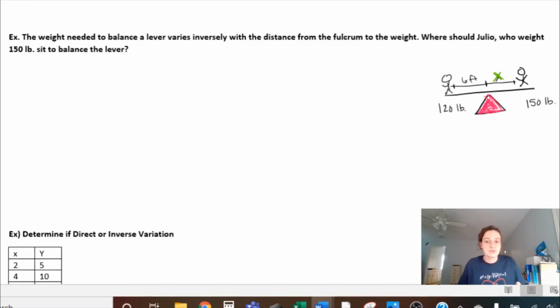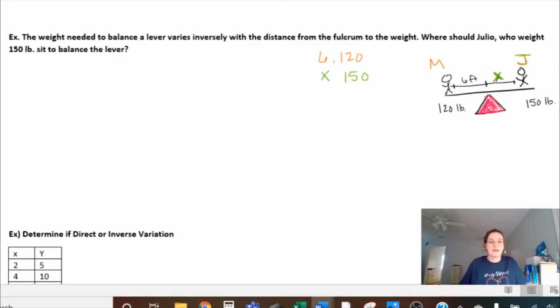Okay, so to do this, we have 2 points here, and we need to use what we know about inverse variation. Write them as 2 points if that helps you. We have Julio on this side, and I don't know who the other person is. We'll call this person M for Mary. Mary is 6 feet away, and her weight is 120 pounds. Julio over here, J, is, we don't know how far away, but is 150 pounds.